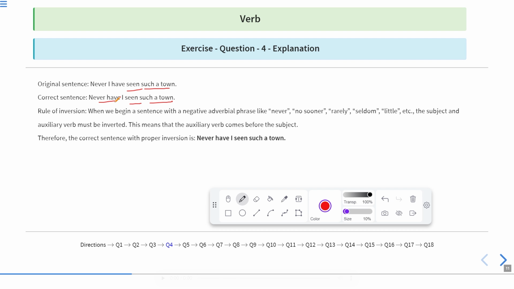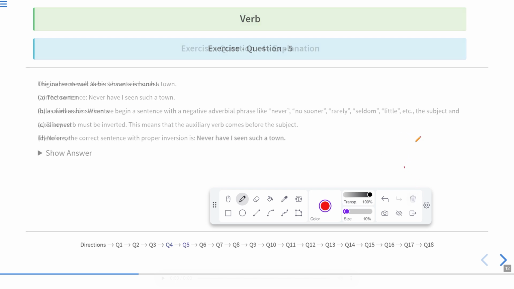Rule of inversion, when we begin a sentence with a negative adverbial phrase like never, no sooner, rarely, seldom, little, etc., the subject and auxiliary verb must be inverted. Inverted means auxiliary verb comes prior to the subject in this case. Therefore, the correct sentence with proper inversion is, never have I seen such a town. Okay, so this will be the correct sentence. I hope you have understood this concept. Now let us move to the next one.